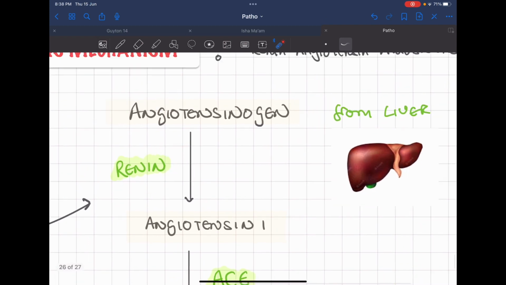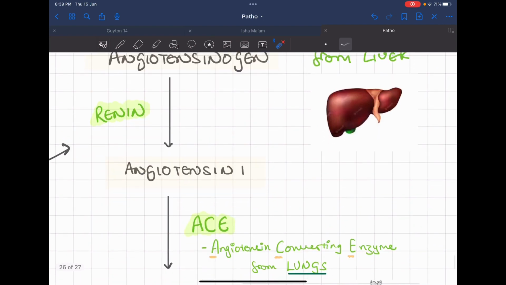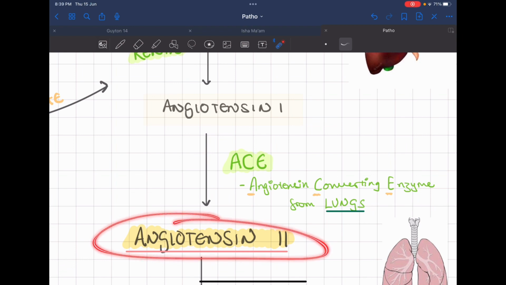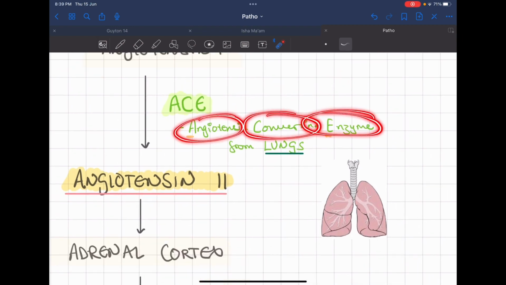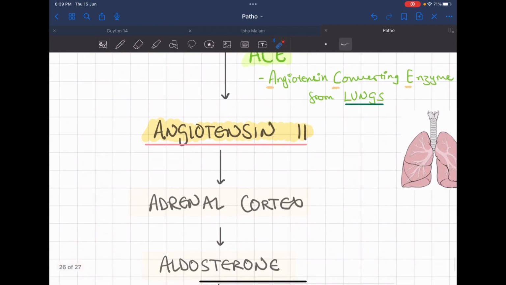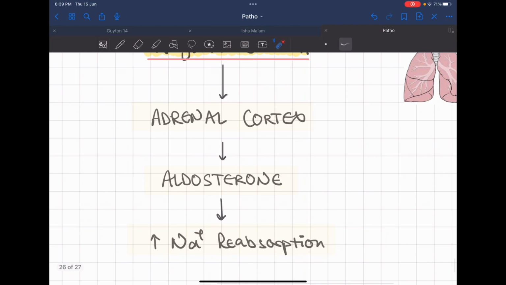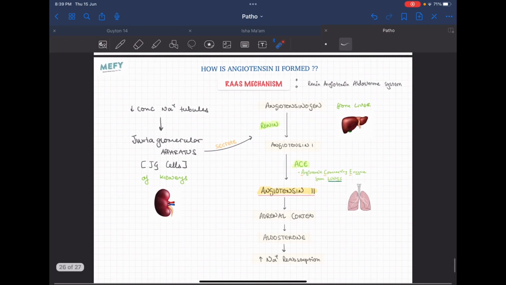Renin acts on angiotensinogen, which is produced in the liver, and converts it to angiotensin 1. This angiotensin 1 is further converted to angiotensin 2 via an enzyme called ACE, that is angiotensin converting enzyme. This ACE is formed in the lungs. After formation of angiotensin 2, as we learned in the first method for sodium reabsorption, it acts on the adrenal cortex which secretes aldosterone, which in turn leads to increased sodium absorption. So this is the RAAS mechanism, and it is very important in renal physiology.